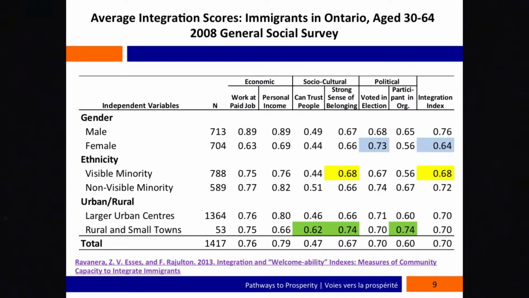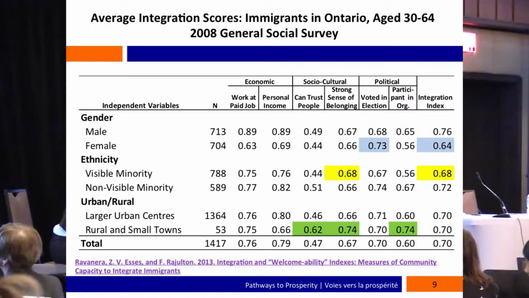We made an analysis for Ontario using the 2008 General Social Survey on Social Networks. This table shows the average of the individual scores by various categories of interest for immigrants in Ontario. For example, on the average, women are less integrated than men, though they do have a higher score in one of the political domains.